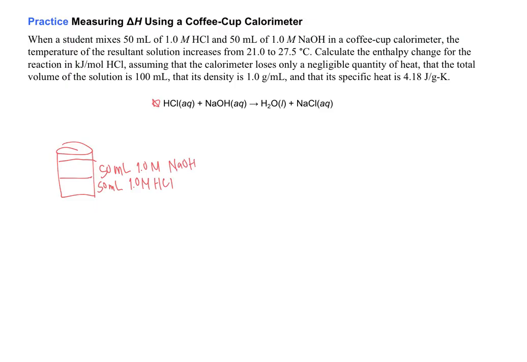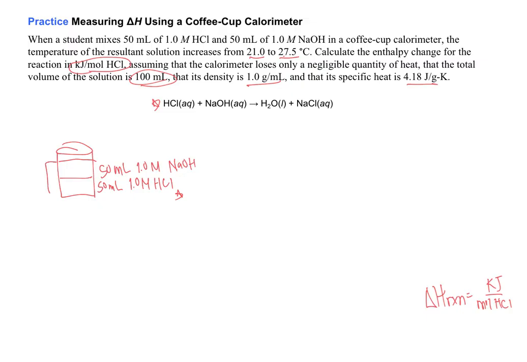The temperature increases from 21 to 27.5. Calculate the enthalpy change for the reaction in kilojoules per mole of HCl. So that's what we want down here. We want the delta H of reaction in kilojoules per mole of HCl, which means we're going to need to get moles of HCl. Assume the calorimeter only loses a little bit of heat and the total volume of the solution is 100 milliliters. Its density is 1 gram per milliliter and its specific heat is basically water. So we're making a lot of assumptions here, but that makes sense.